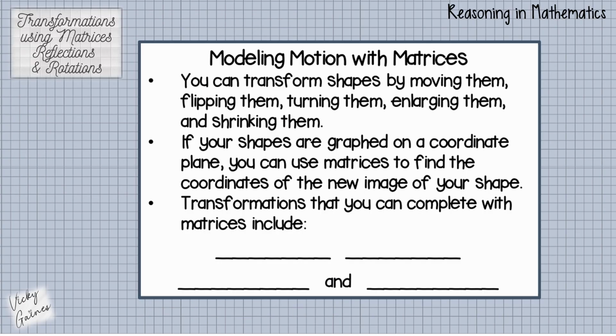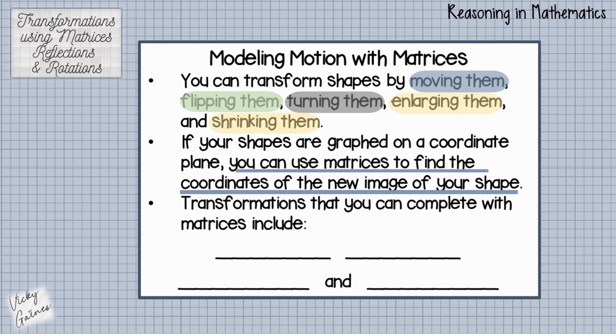Modeling motion with matrices. You can transform shapes by moving them, flipping them, turning them, enlarging them, and shrinking them. If your shapes are graphed on a coordinate plane, you can use matrices to find the coordinates of the new image of your shape. Transformations that you can complete with matrices include translation (prior video), reflections (this video), rotations (this video), and dilations (prior video).